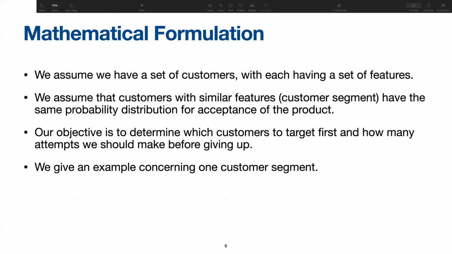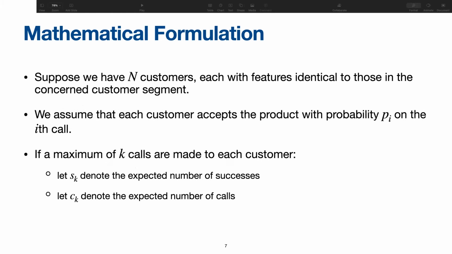Right, so onto the mathematical formulation. So we're going to assume that we have a set of customers, each having a set of features. And we're also going to assume that customers with similar features can be classified as being in the same customer segment, and they have the same probability distribution of acceptance for the product. So our objective is to now determine which customers to target first and how many contact attempts we should make before giving up.